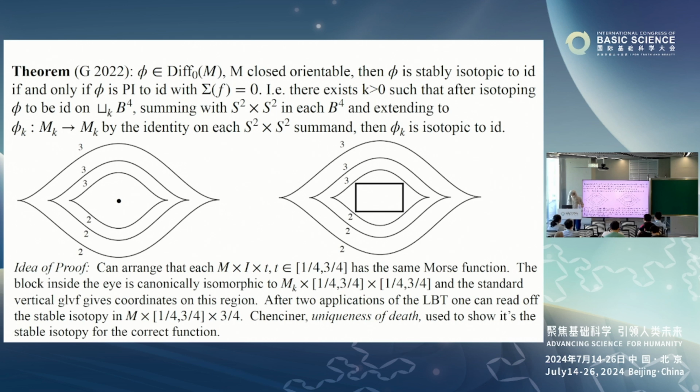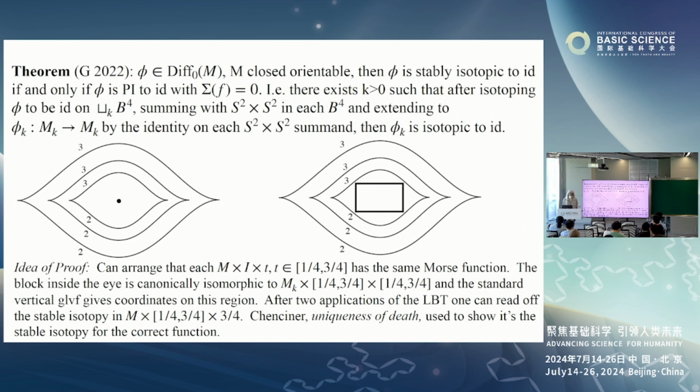Well, okay, some technical things: why is this stable isotopy the right thing? But anyway, somehow use this Jensen uniqueness of death and some other things. So, okay, that's using pseudo-isotopy theory to solve this problem, a necessary and sufficient condition for a diffeomorphism being stably isotopically trivial.